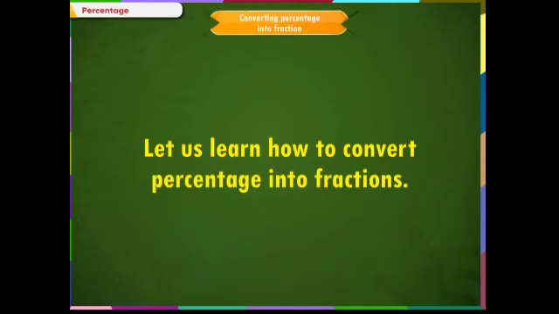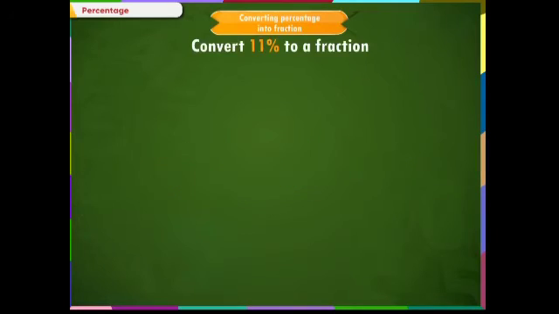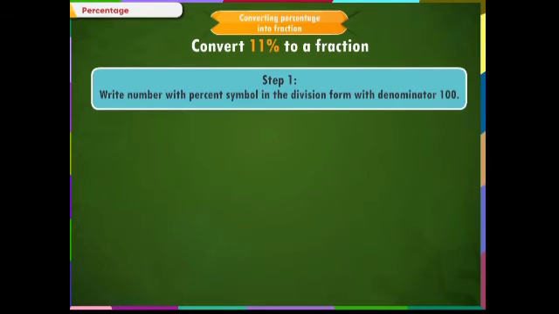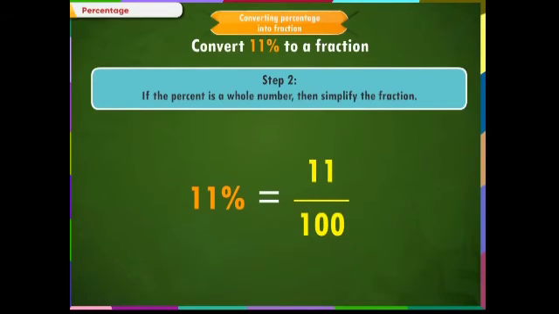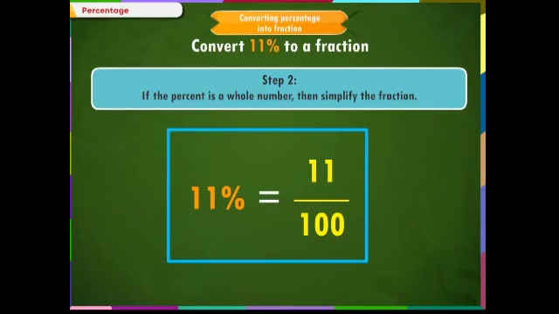Let us learn how to convert percentage into fractions. For example, convert 11% to a fraction. Step 1. Write number with percent symbol in the division form with denominator 100. 11% can be written as 11 by 100. In this case, the fraction cannot be simplified further. Therefore, the fraction 11 by 100 is the required answer.